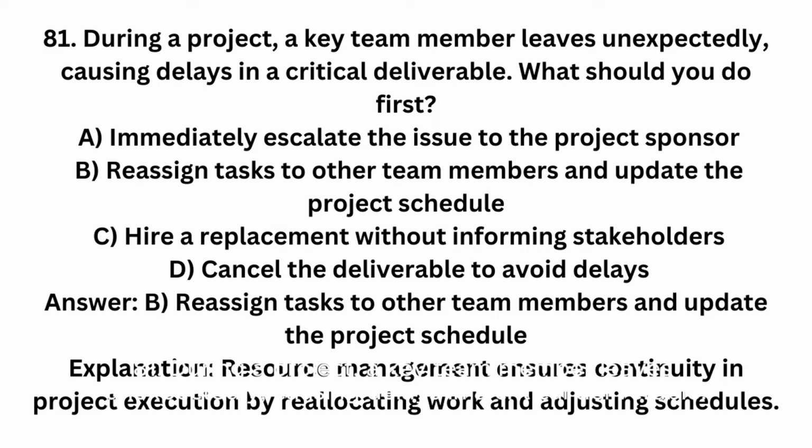81. During a project, a key team member leaves unexpectedly, causing delays in a critical deliverable. What should you do first? A. Immediately escalate the issue to the project sponsor. B. Reassign tasks to other team members and update the project schedule. C. Hire a replacement without informing stakeholders. D. Cancel the deliverable to avoid delays.